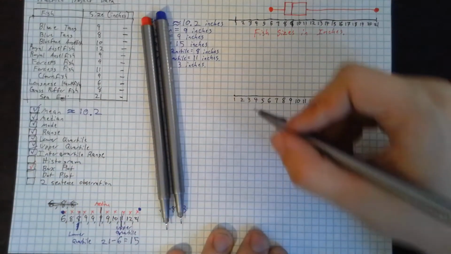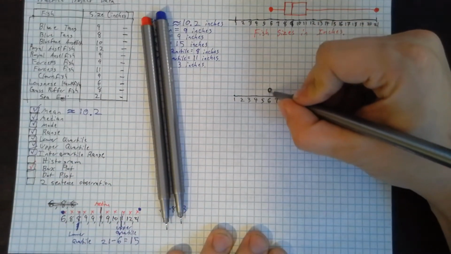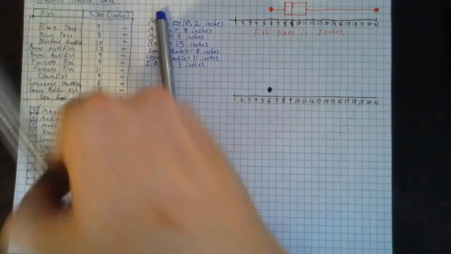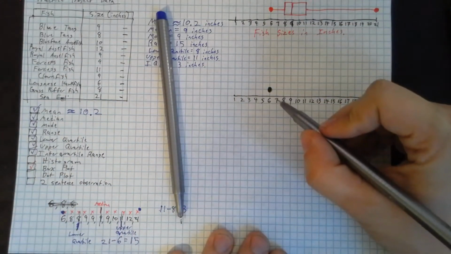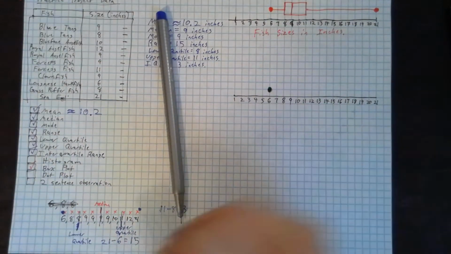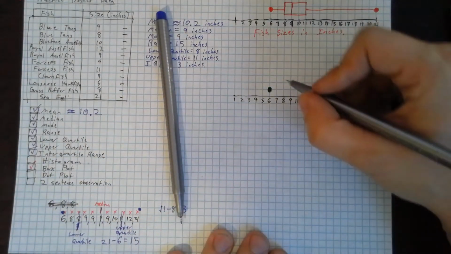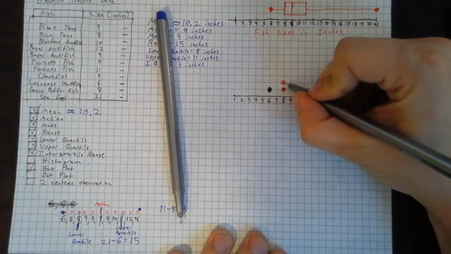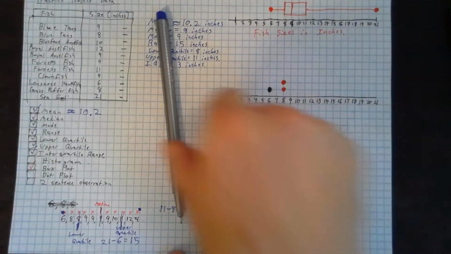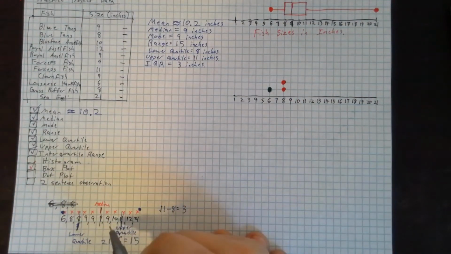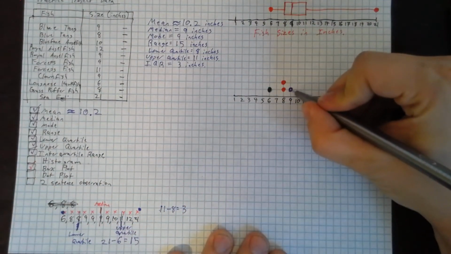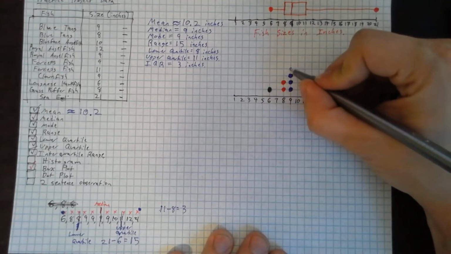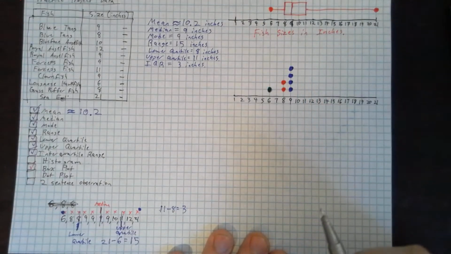That was 6 inches. So I should have 1 dot above the 6 to represent that I have 1 fish that was 6 inches. After that, we've got how many fish that are 7? None. So nothing over 7. We have 2 fish that were 8 inches. Therefore, I should have 2 dots above the 8. 1 and 2. How many 9s do we have? We have 4 fish that were 9 inches long. So 1, 2, 3, and 4. So 4 above the 9.